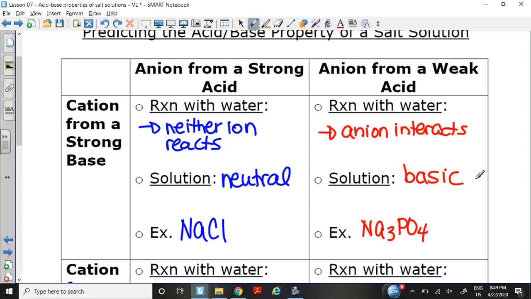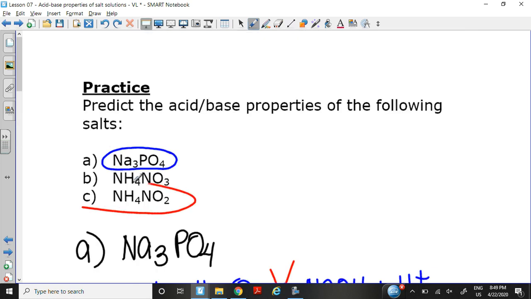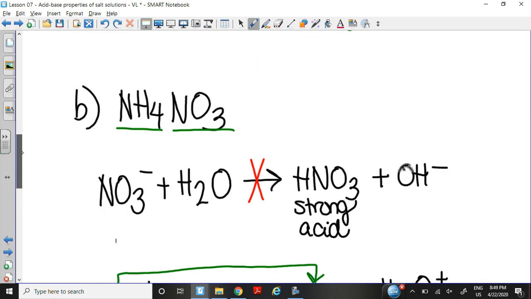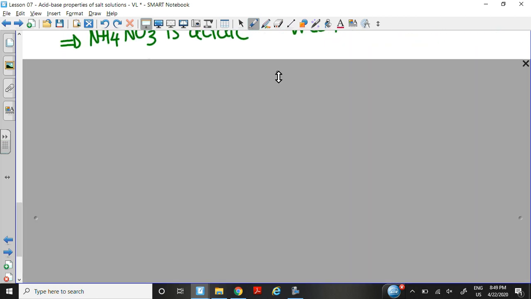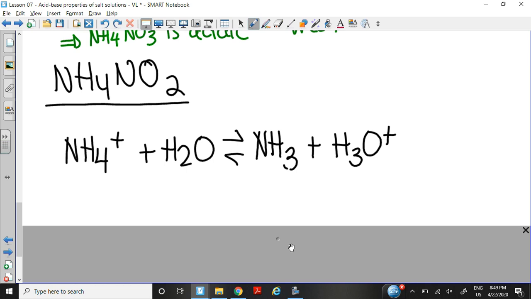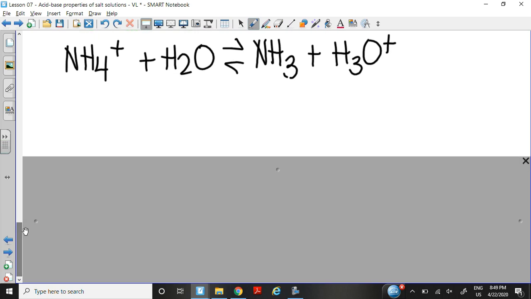Now we've got one more example we haven't gone through yet. Let's go back. The last one we have to tackle is ammonium nitrite. I want you to do the same thing again. See if you can write out the equations for ammonium nitrite. And when you're ready to check, unpause your video and see if you're on the right track. Let's take a look at both of those equations. I'm going to put both of them up at the same time so we can take a look at them together.